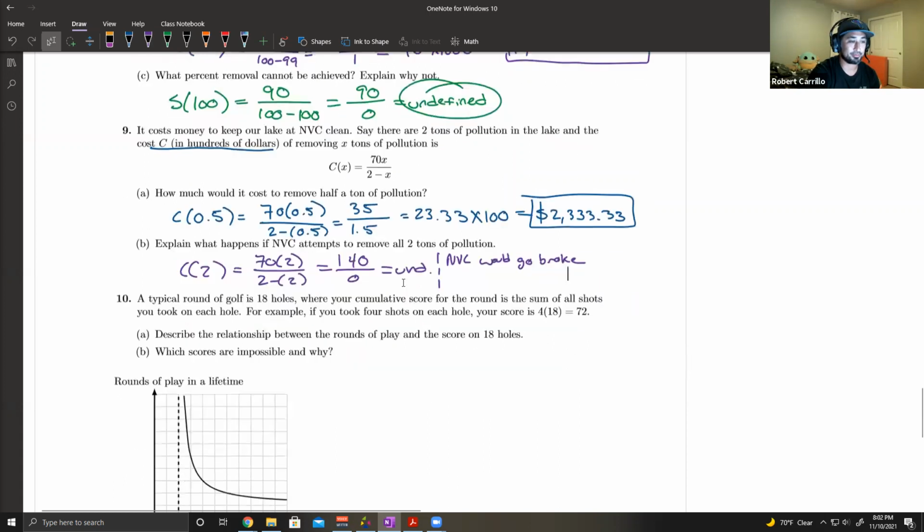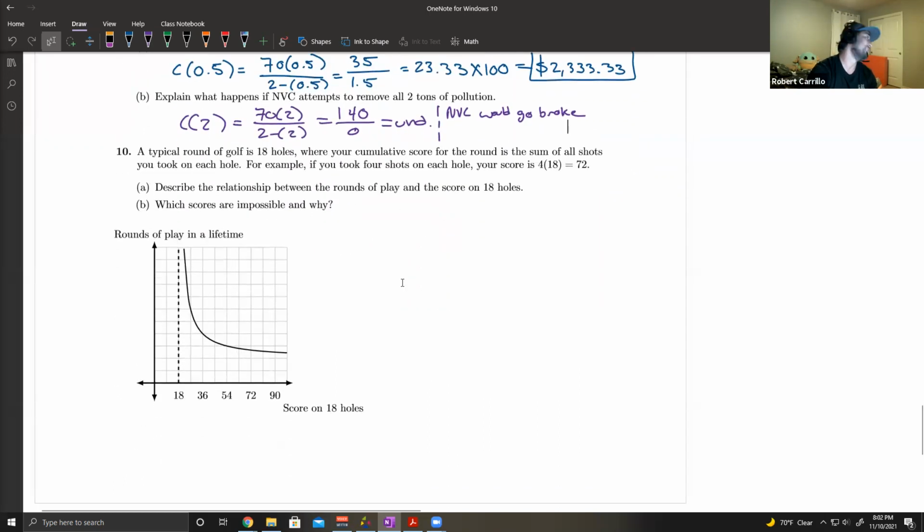All right. Okay, guys, last one. We made it. Number 10. A typical round of golf is 18 holes, where your cumulative score for the round is the sum of all shots you took on each hole. For example, if you took 4 shots on each hole, your score is 4 times 18 equals 72. So describe the relationship between the rounds of play and the score on 18 holes, and which scores are impossible and why.